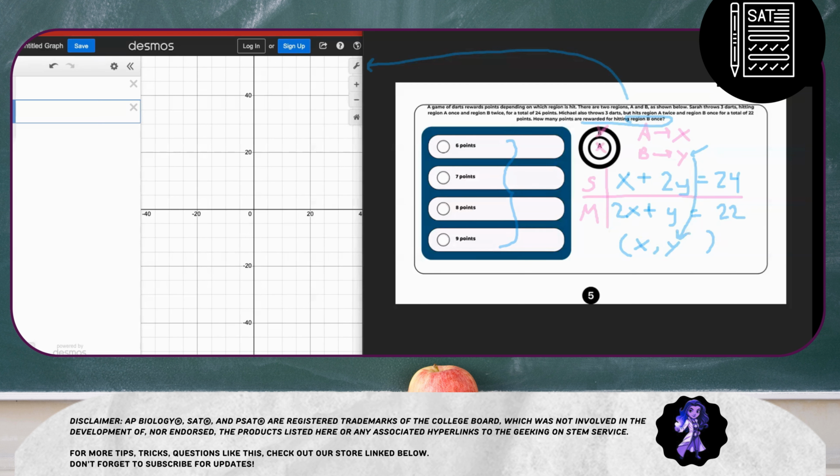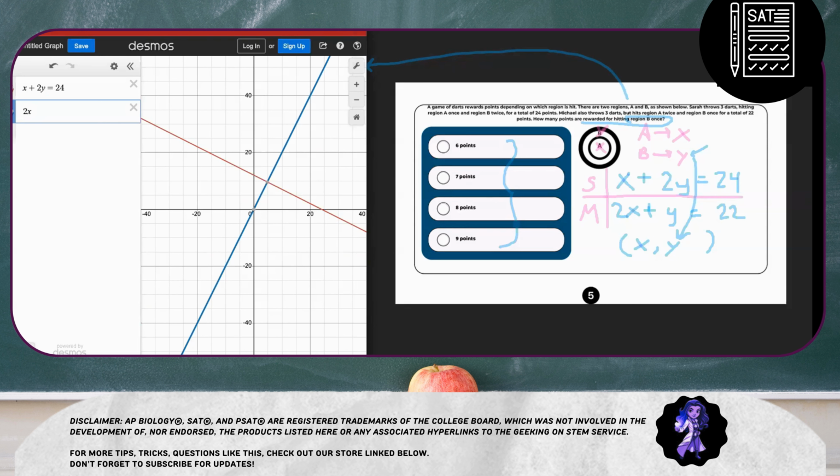So let's go ahead and plug in those two equations directly. We have x plus 2y equals 24. And for the second equation, we have 2x plus y equals 22. Okay, now we have our point of intersection, and we can click over it to see what the two points are, which is 6.667 and 8.667.